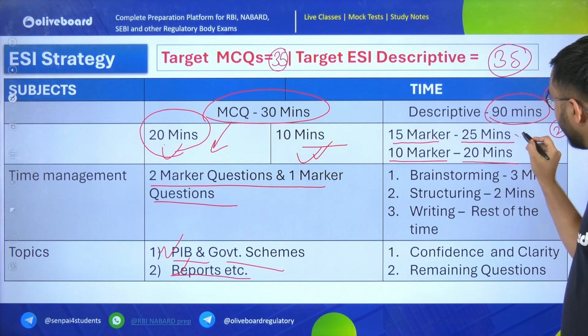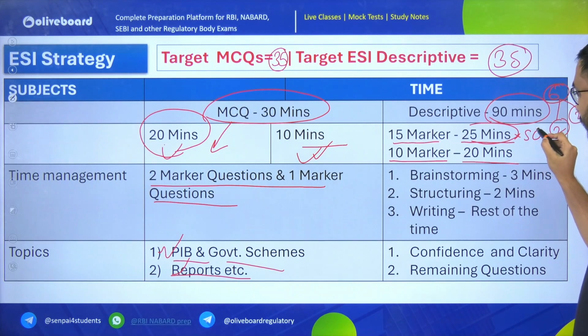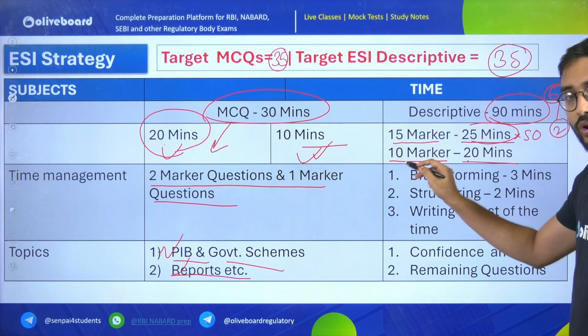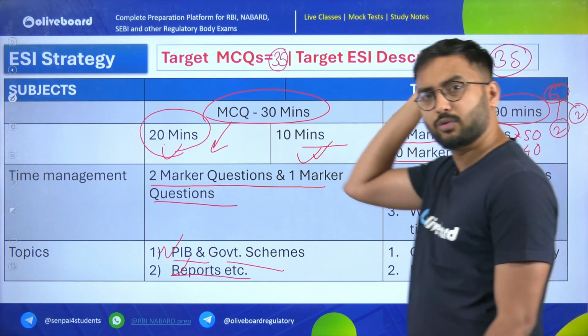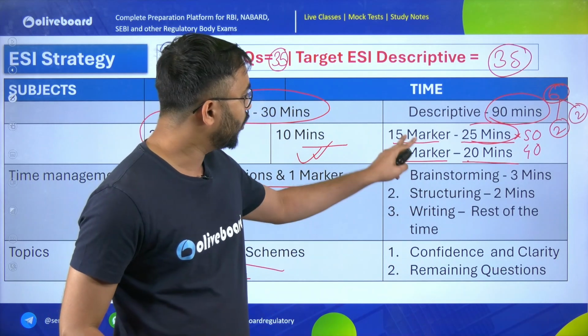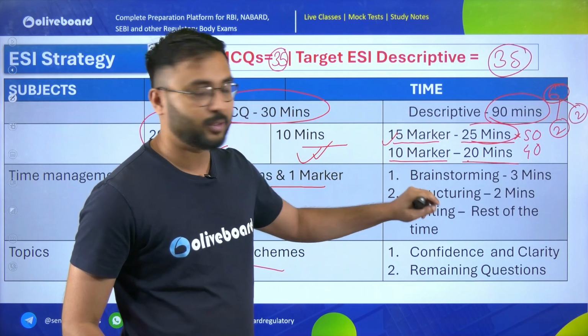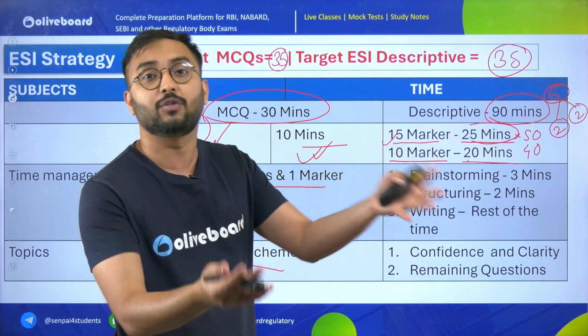So 25 minutes for 2 15-marker questions will give you 50 minutes. 20 minutes for 2 10-marker questions will give you 40 minutes. 50 minutes plus 40 minutes gives you 90 minutes, which is exactly a good calculation. So for each 15-marker question, you are having 25 minutes. How to break it down further?